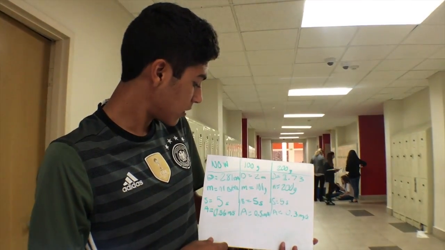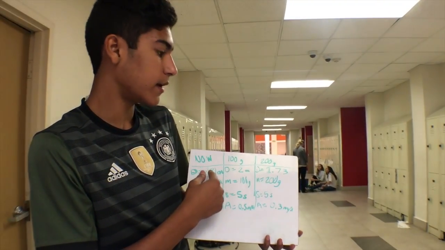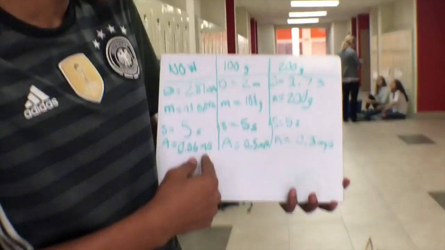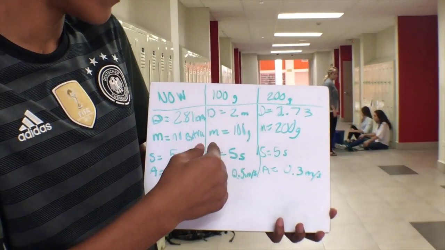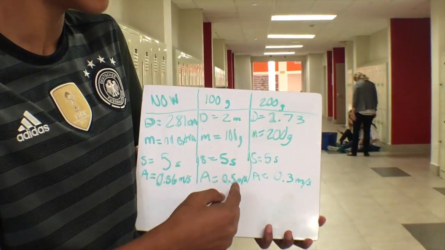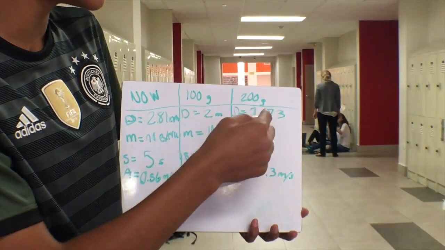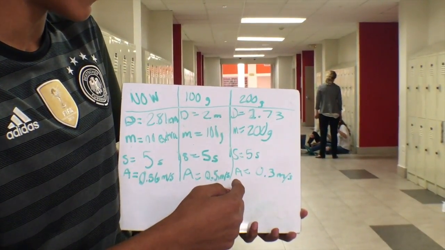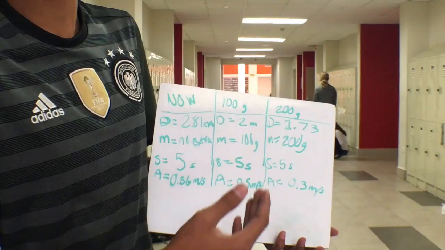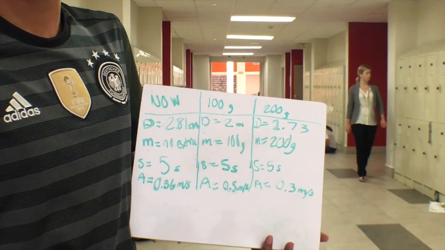As you can see, the car with no mass added had a distance of 2.881 meters and an acceleration of 0.56 meters per second. The car with 100 grams of mass added had a distance of 2 meters and an acceleration of 0.5 meters per second. And the car with 200 grams of mass added had a distance of 1.73 meters and an acceleration of 0.3 meters per second. As you can see, each time the car had more weight, the car went slower and advanced less.